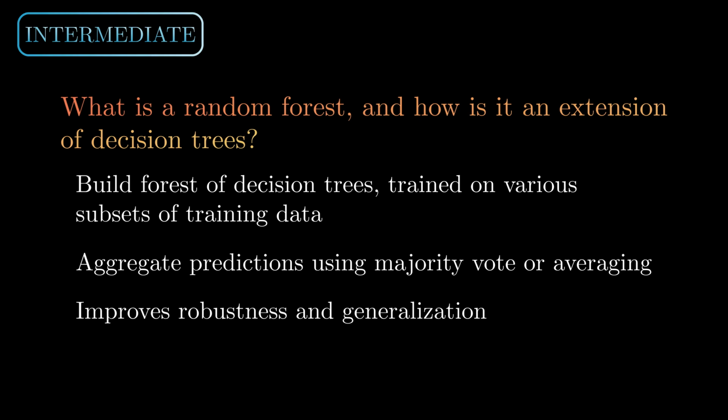For classification tasks, each tree makes a prediction, and the final output is determined by majority voting amongst all the trees. For regression tasks, the average of the predictions is taken.